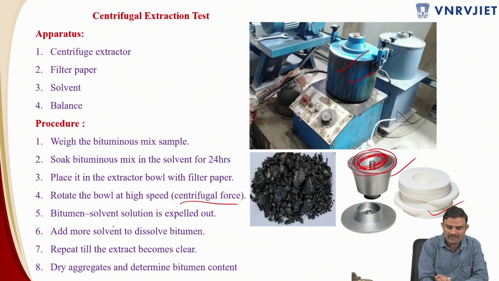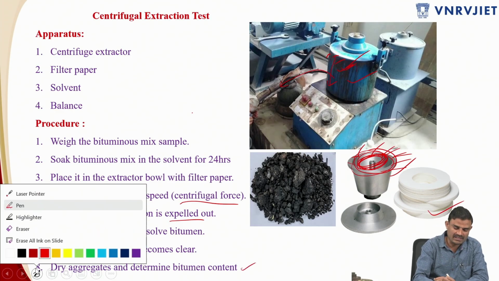Then the bitumen solvent solution is expelled. So the bitumen solvent will be expelled from this, touching the surface of this cylindrical drum. That will be collected at the bottom of the drum and at the exit pipe. That can be used for research investigations by subjecting it to distillation.